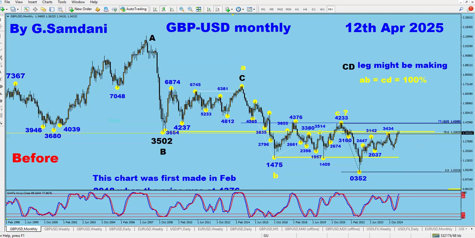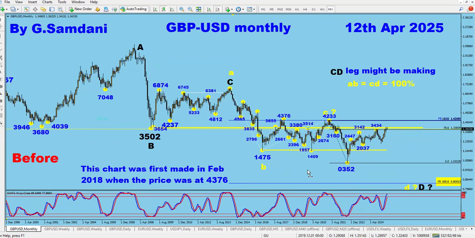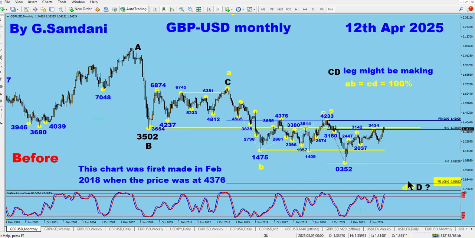This is a chart that I made, as it's written here. This is my eventual target, but are we going to achieve it or not? I don't know. But I made this chart in 2018, showing this target here, and we were at 43.76 at the time. Since then we came down, we went up, we came down, and nicely we went up. But if you draw the fib from here to here, we are exactly at 78%. We can easily drop from there, right?